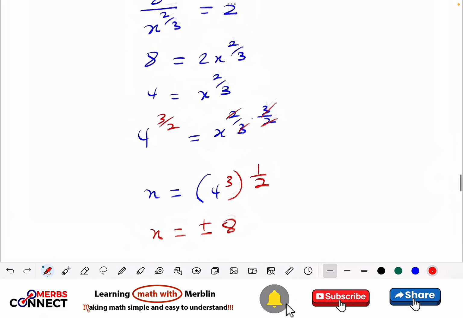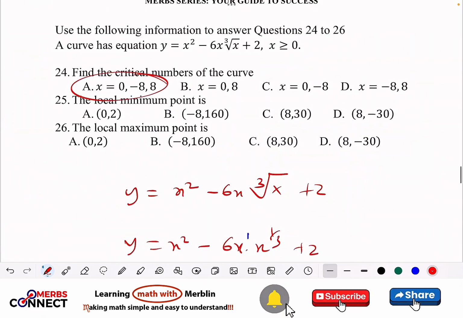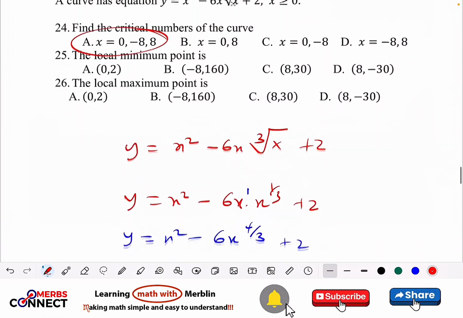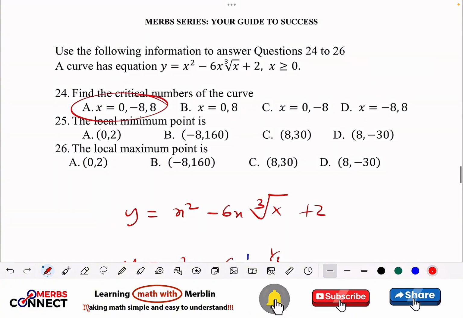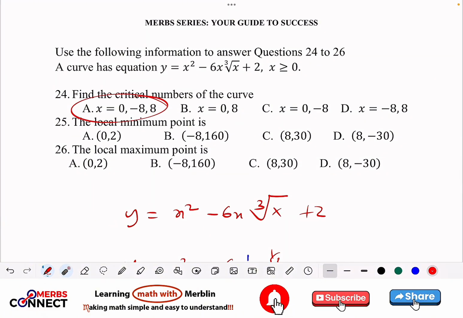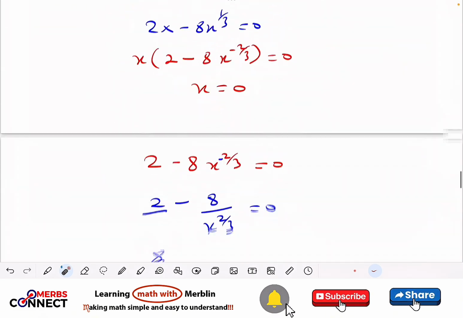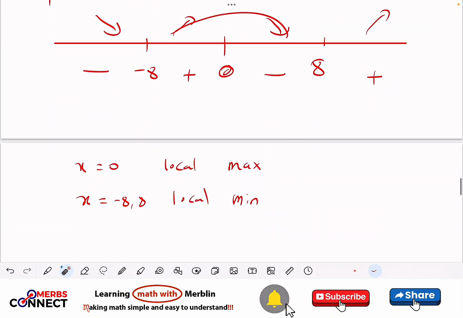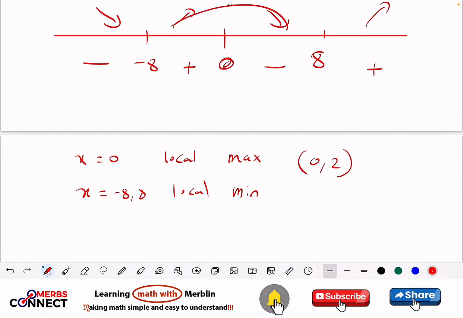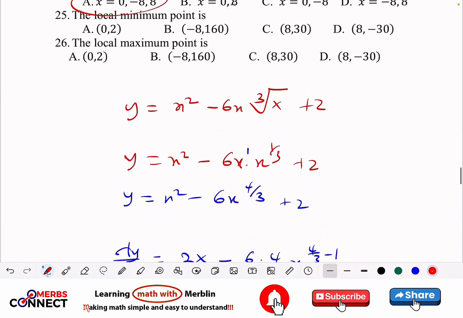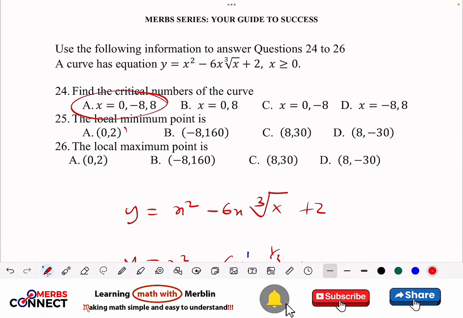But the question is asking us to find a point, right? So we need to plug them inside the original function. When I plug in 0, I'm going to have 2. So for the local maximum, I'm going to have 0 and 2. So the local maximum is 0 and 2 here.